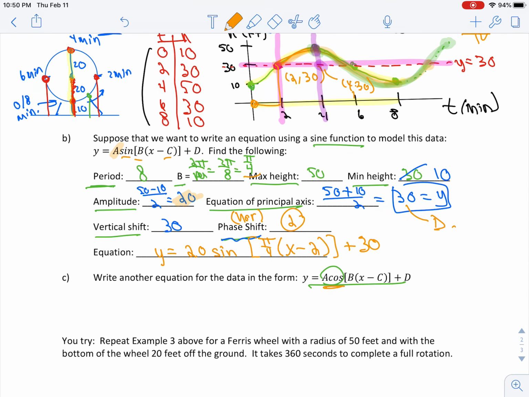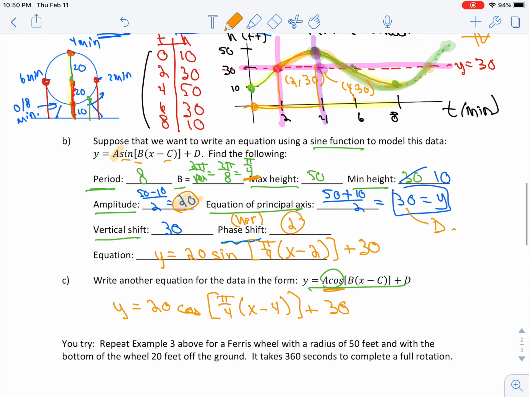So now if I write the cosine equation, then it's going to be y equals A. A is the amplitude again, and this is a right side up cosine graph, so it's 20 cosine of B, which is still pi over 4, times the quantity x minus 4, right? We're going over 4 and up 30, and then plus the value of D, which is 30. So we end up with 20 cosine of pi over 4 times x minus 4 plus 30. So that's one possible option.